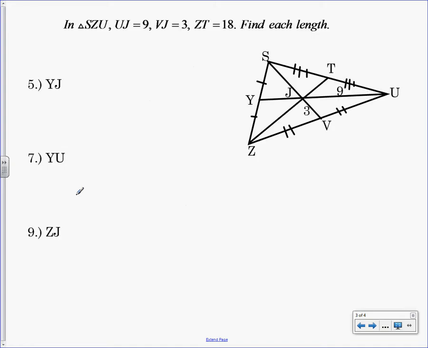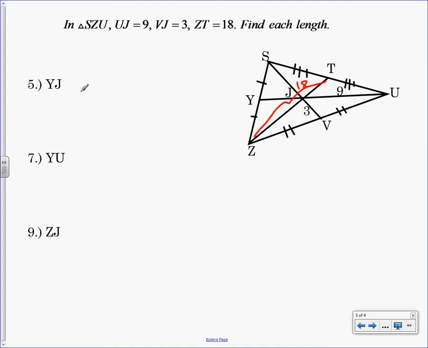Okay. We're going to do a couple. In triangle SZU, the big one, UJ is 9. That's already marked for us. VJ is 3, that's already marked for us, and ZT is 18. That is not marked. For some of you, that's going to be hard to see in your picture, and you don't want anything extra, and for some of you, it's fine. So I'm going to just do this to let myself know that that's 18. If you don't like that, you don't have to. Just don't forget that it was given to us, okay?